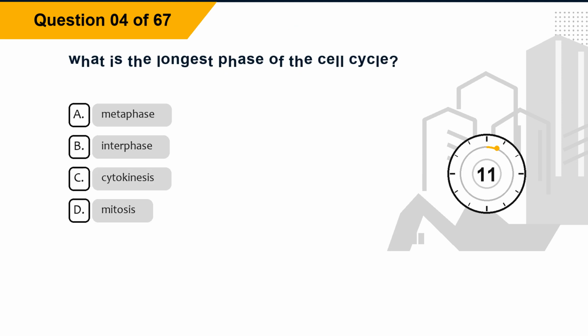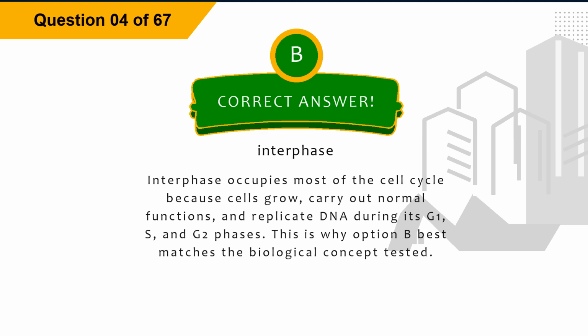Question 4. What is the longest phase of the cell cycle? Option A, metaphase. Option B, interphase. Option C, cytokinesis. Option D, mitosis. The correct answer is option B, interphase. Explanation. Interphase occupies most of the cell cycle because cells grow, carry out normal functions, and replicate DNA during its G1, S, and G2 phases. This is why option B best matches the biological concept tested.